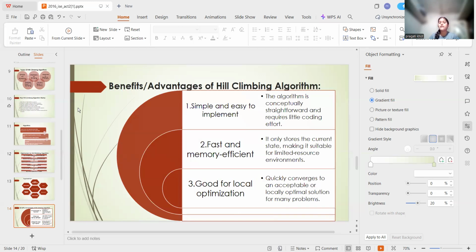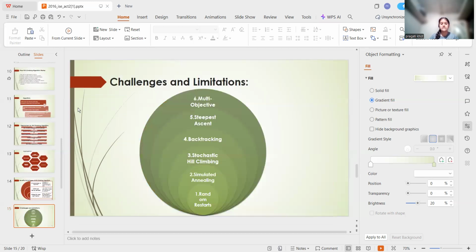The first point is that it is simple and easy to implement. That means the algorithm is conceptually straightforward and requires little coding effort. Second, it is fast and memory efficient. It only stores the current state, making it suitable for limited resource environments. Third, it is good for local optimization, converging quickly to an acceptable locally optimal solution. These are the advantages. So the next slide is challenges and limitations.